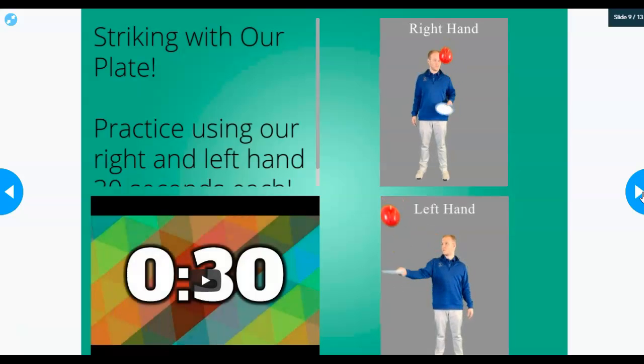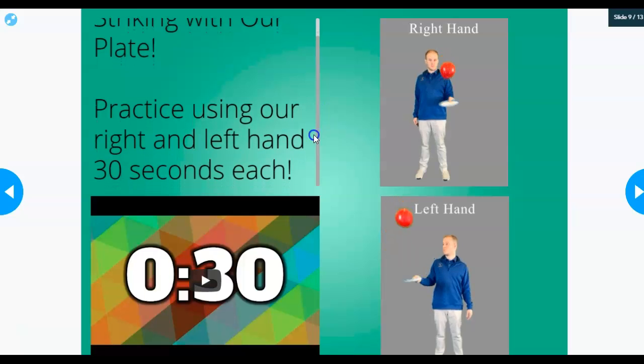First, let's just practice striking the balloon with our plate. First, you're going to practice using your right and left hand for 30 seconds each. So, I'm going to give you the timer and you're going to practice with your right hand first. Ready? Go.